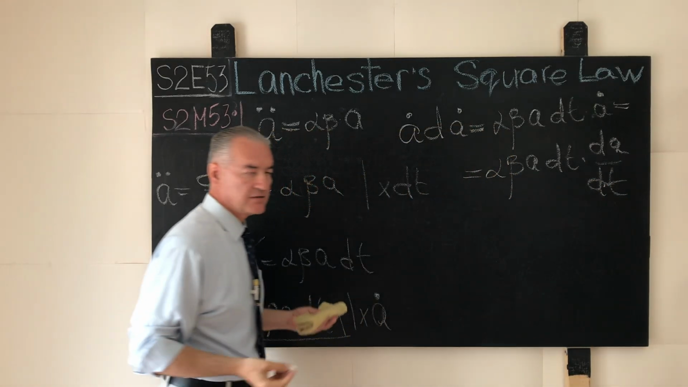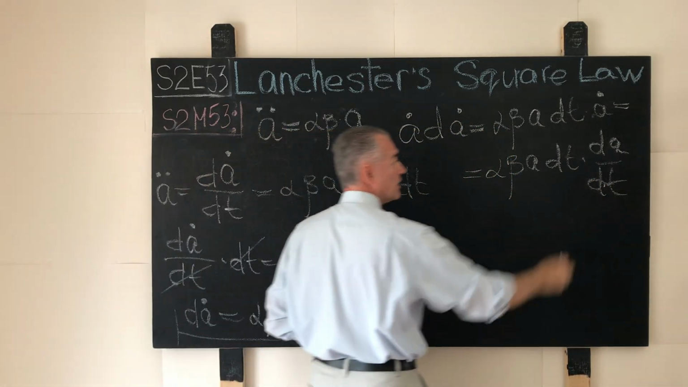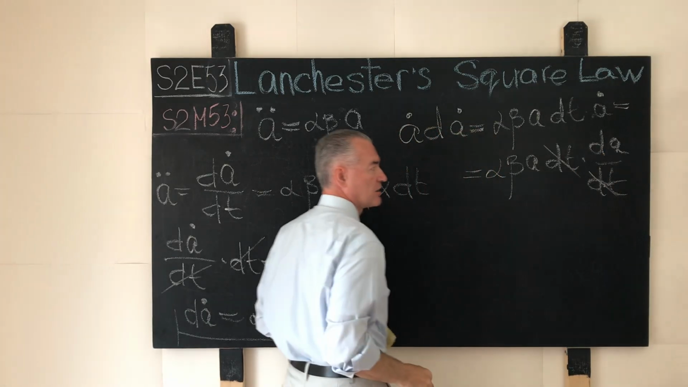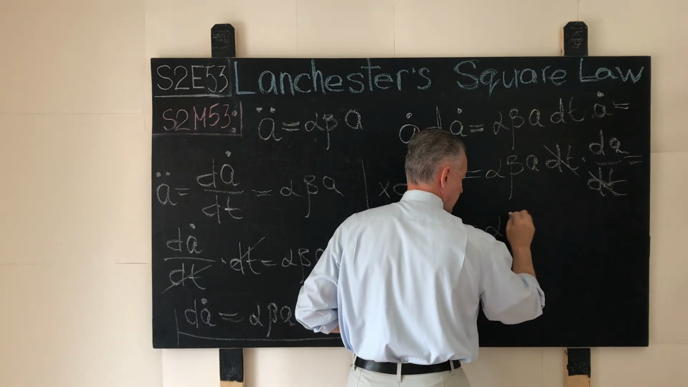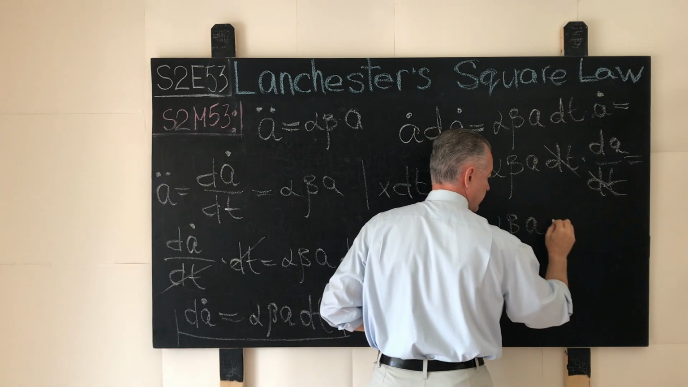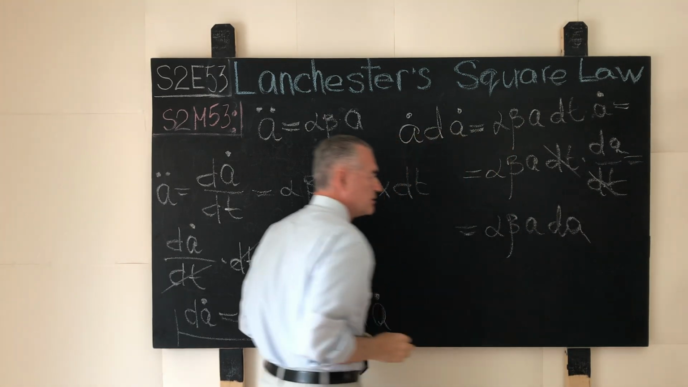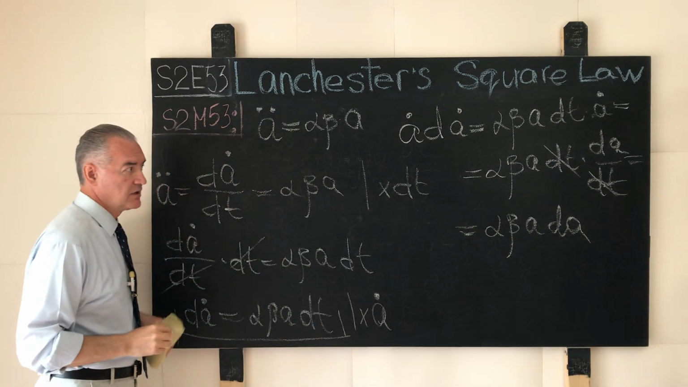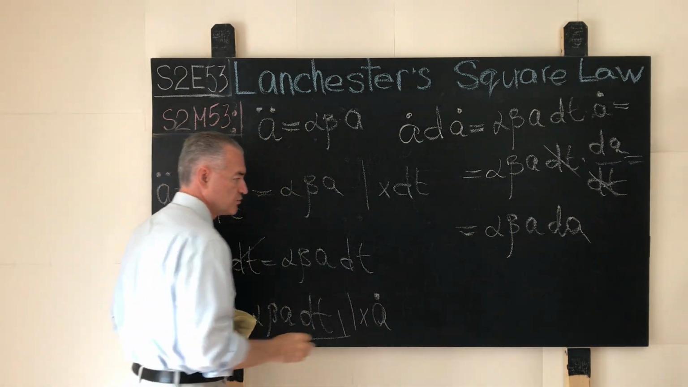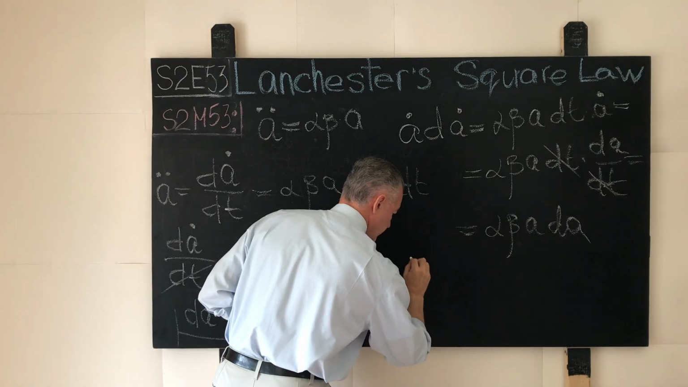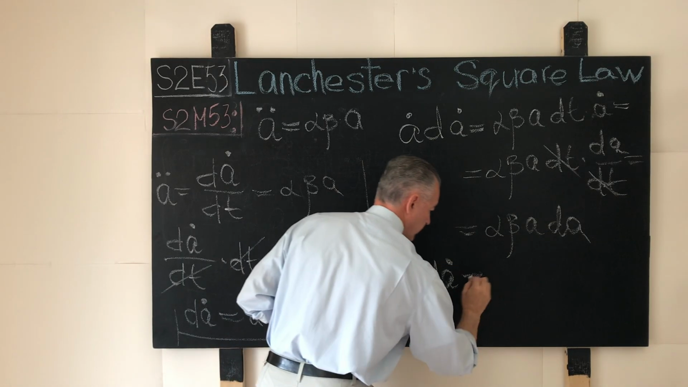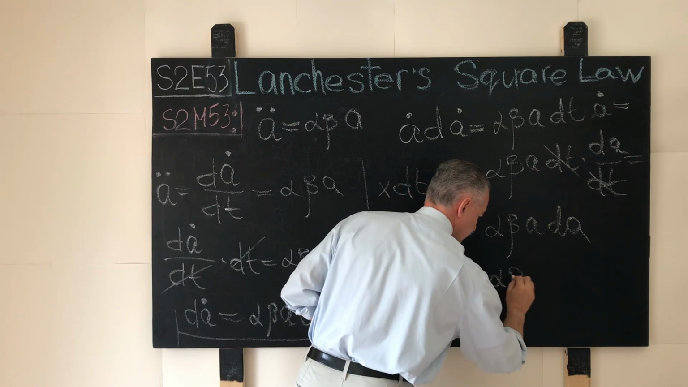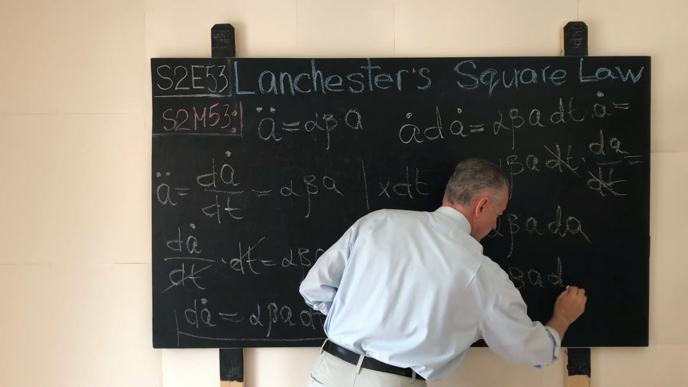You see, it's not complicated. Again, what happens here? dt and dt are gone. What is left over standing? Alpha beta a dA. You see, in a small number of seconds, we separated what? We separated the first derivative of a, dA dot, and the function itself, alpha beta a dA.